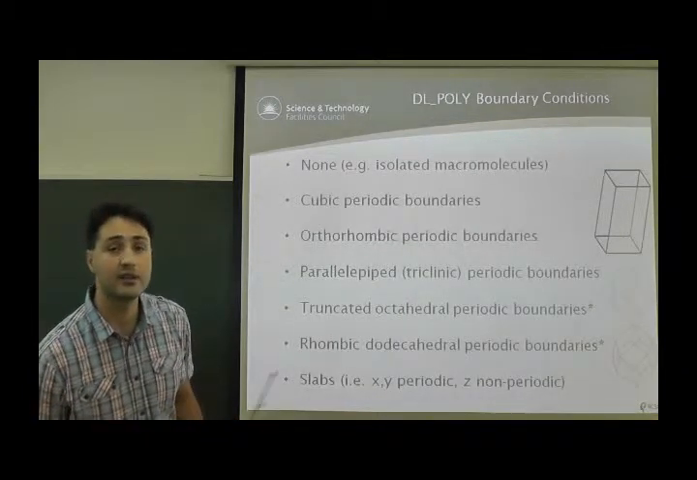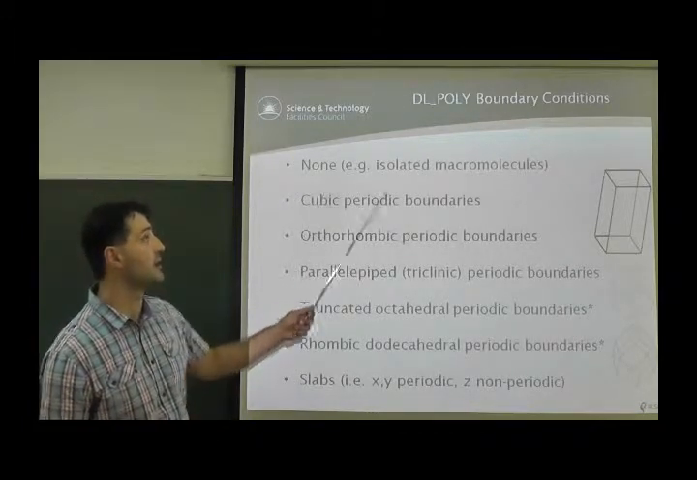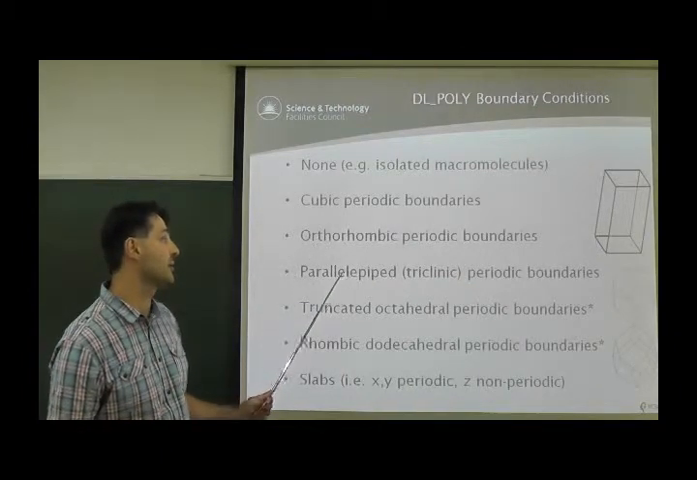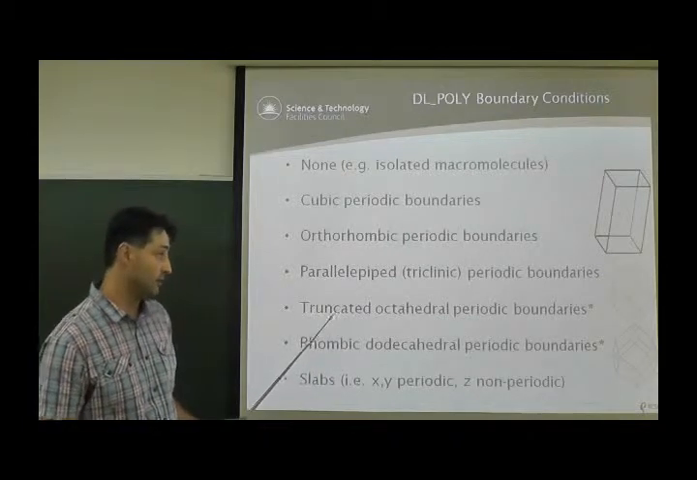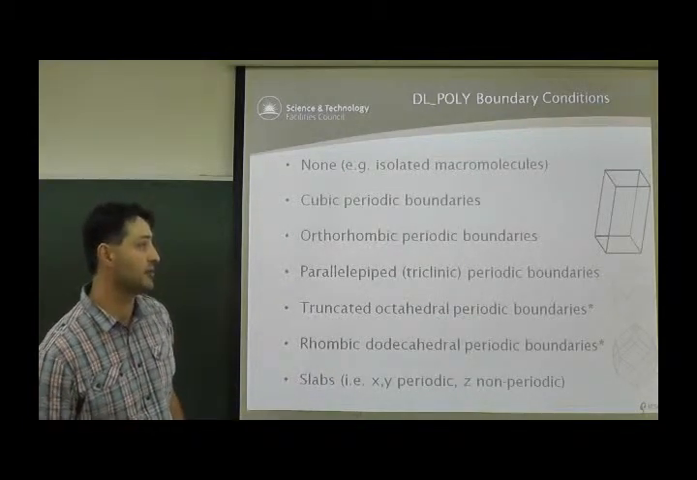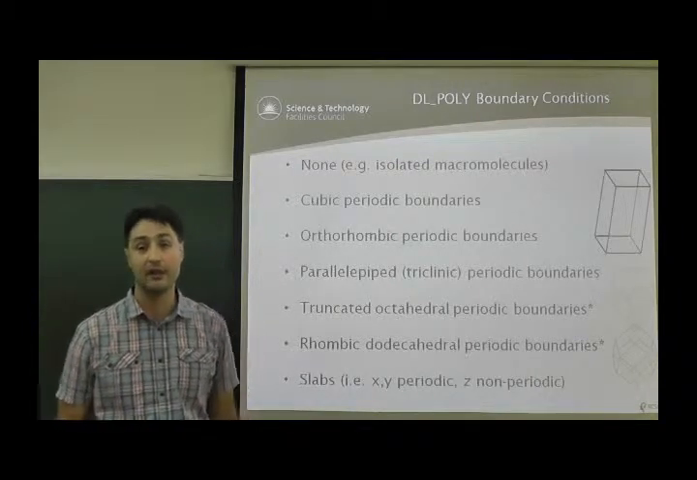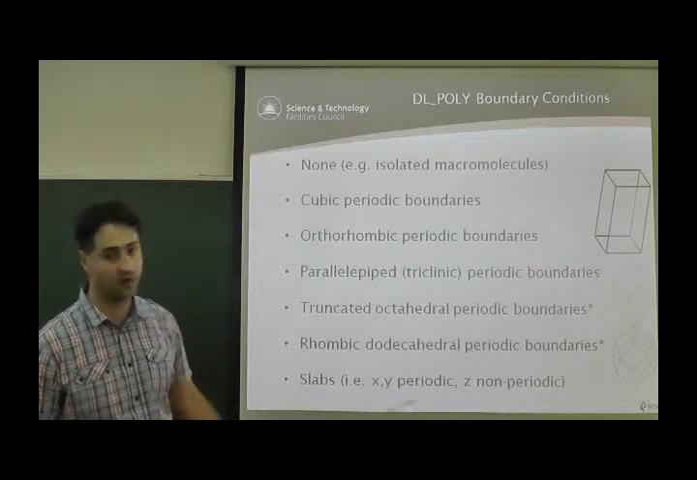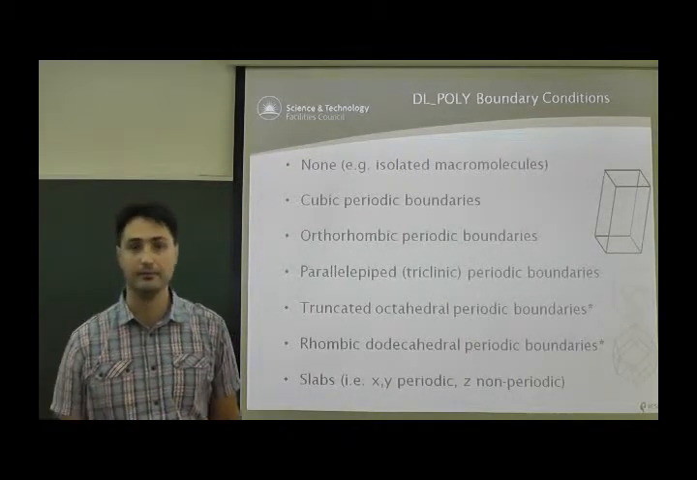The boundary conditions that the DL_POLY packages take are none, so we have an isolated macromolecule, cubic boundary conditions, orthorhombic boundary conditions, and parallelepiped or triclinic periodic boundary conditions. The two fancy ones, truncated octahedral periodic boundary condition and the rhombic dodecahedral periodic boundaries, are only available within DL_POLY Classic. And of course, we have slab periodic boundary conditions, which are aperiodic in the Z direction.